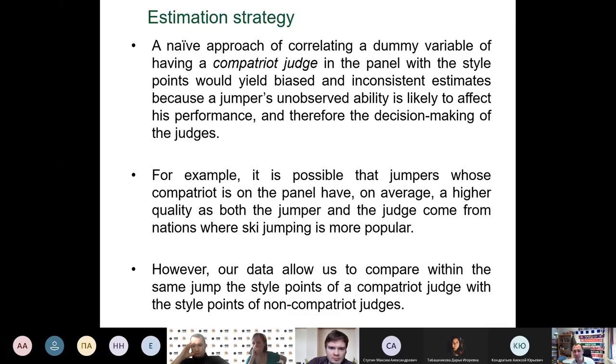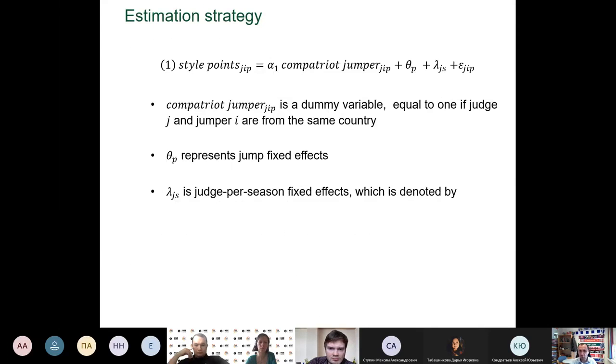But our data allows us to compare, within the same jump, the style points of a compatriot judge with the style points of non-compatriot judges. So everything is taken into account. Here you can see we are using jump fixed effects. Everything that was constant within the jump, where I am, who I am, is perfectly taken into account. So we use this fixed effect model, and we want to estimate this alpha 1: how compatriot jumper matters, because we have 4 non-compatriot and 1 compatriot judge, or 5 non-compatriot, for example.